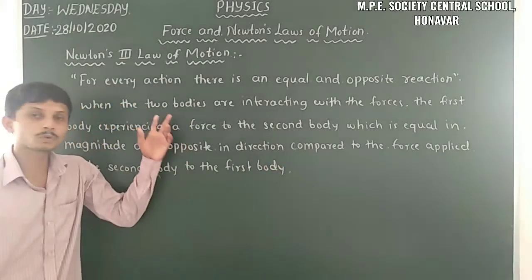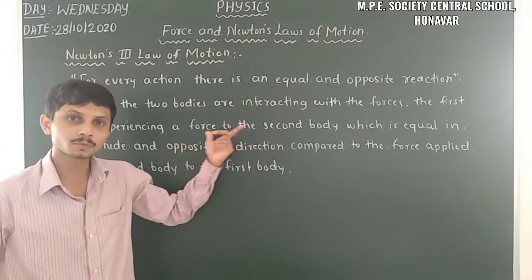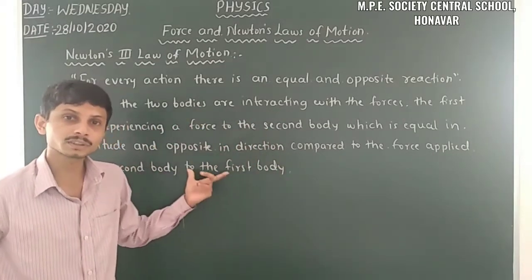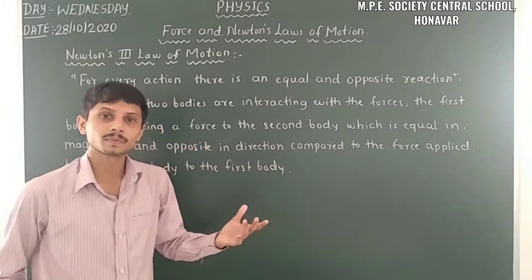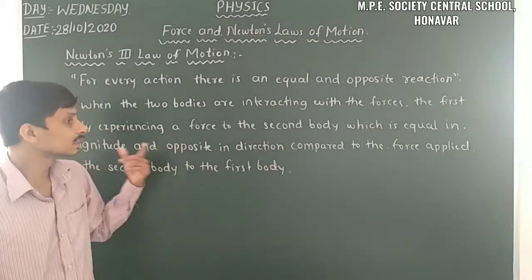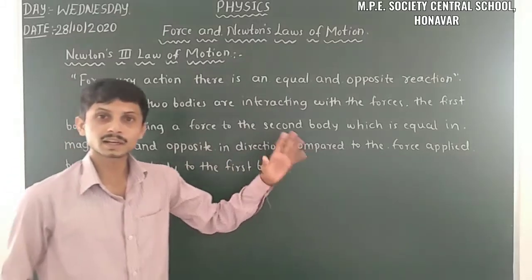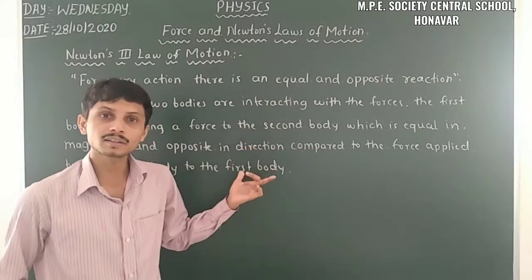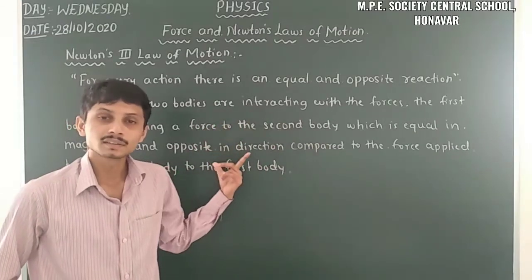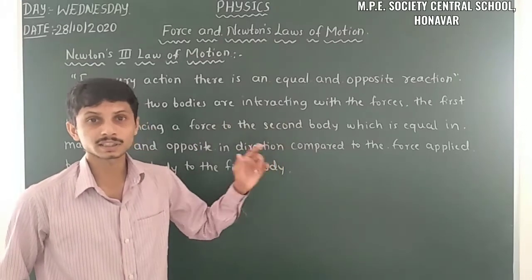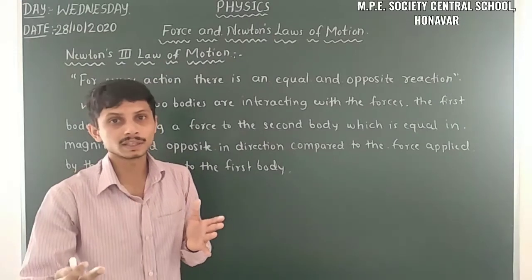So this means here both the objects are interacting with the forces. The first body experiences a force which is equal in magnitude and opposite in direction compared to the second body. So that force is equal in magnitude and opposite in direction to the other force. There are two forces here. So here I will consider the first body as A and the second body as B, and the first body experiences a force, that is the force applied by the object A to B.